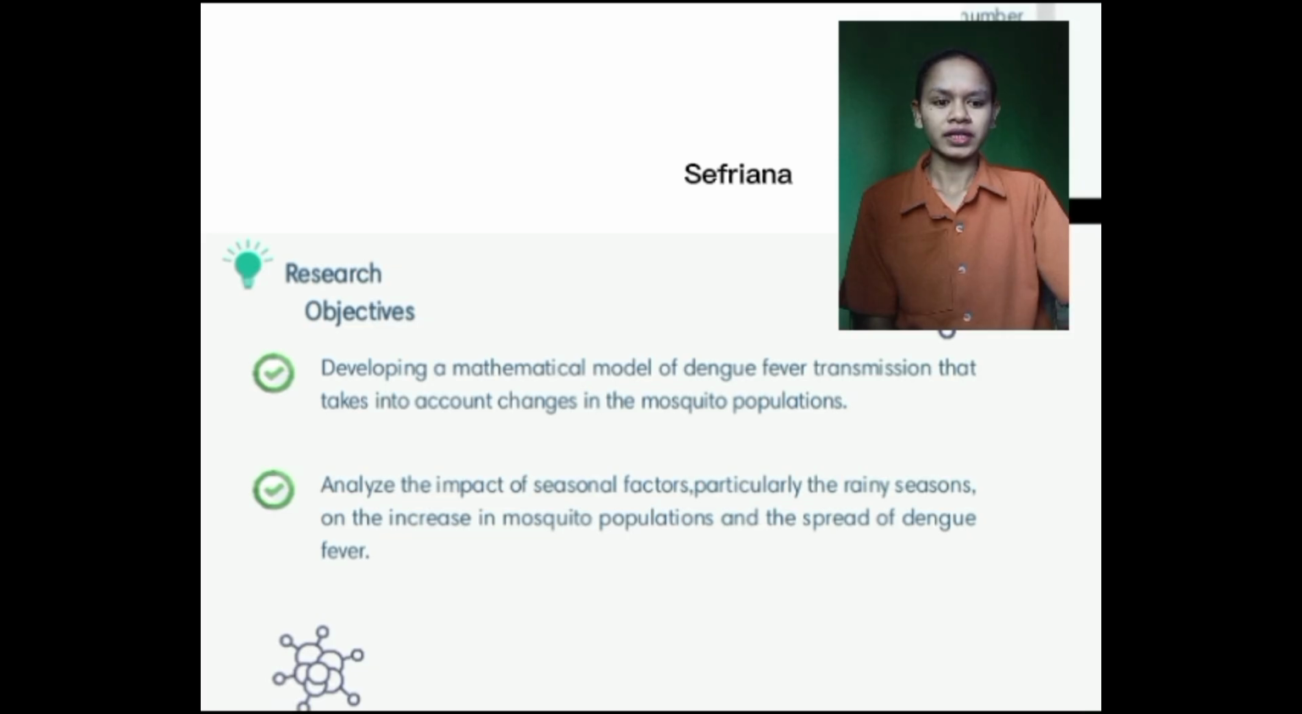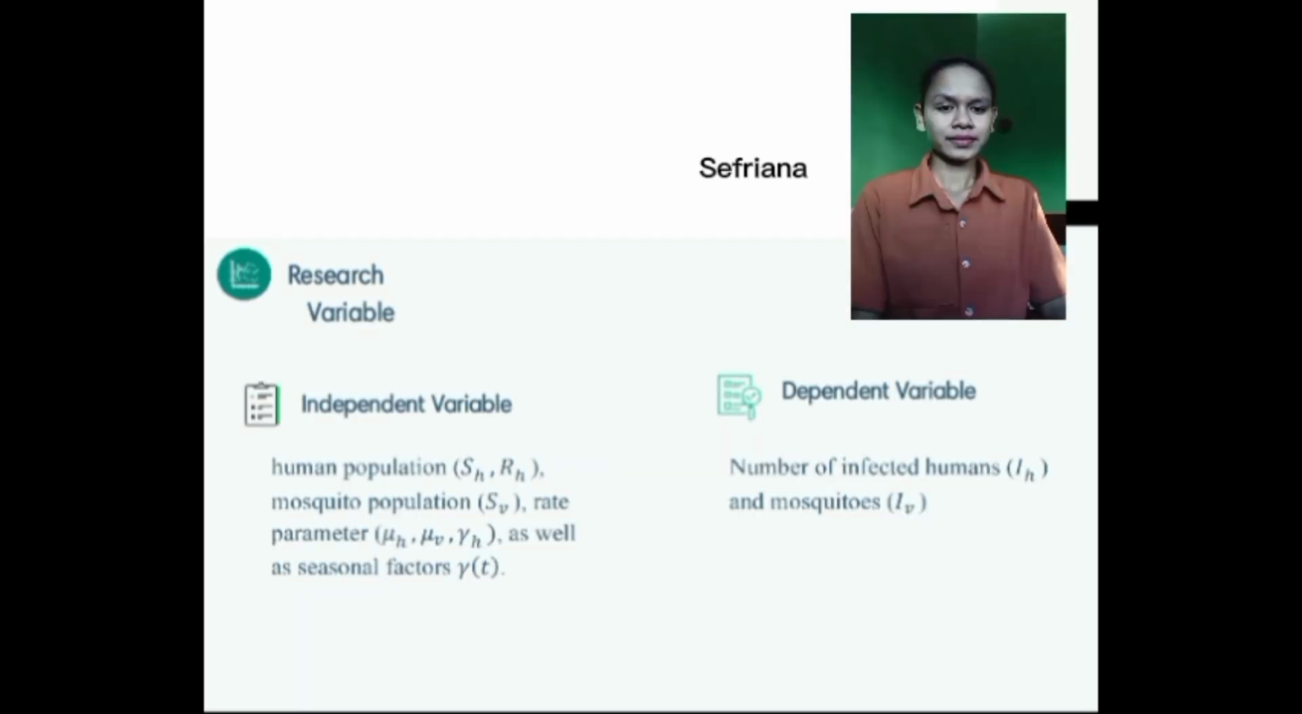Next, the research objectives are to answer the research question. That is, the first, to develop a mathematical model of dengue fever transmission that takes into account change in the mosquito population, and to analyze the impact of seasonal factors, particularly the rainy season, on the increase in mosquito population and the spread of dengue fever. Next are the research variables.